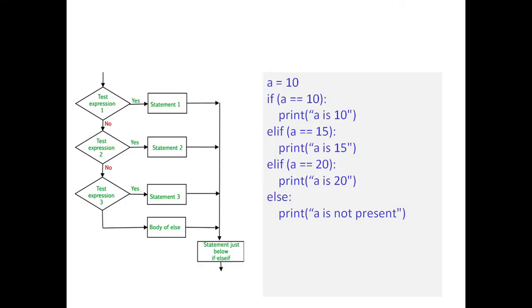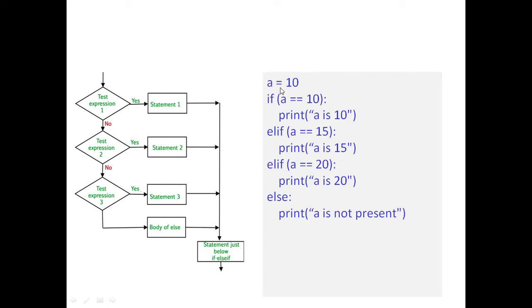The flowchart for if-elif is: here test expression 1 is executed. If it is true, statement 1 is executed. If it is false, test expression 2 is executed. If this test expression is true, statement 2 is executed, and if it is false, test expression 3 is executed.